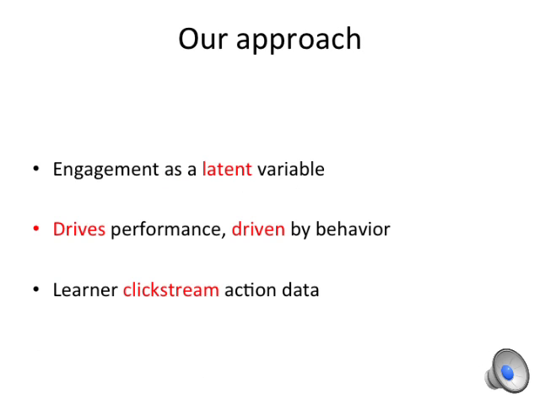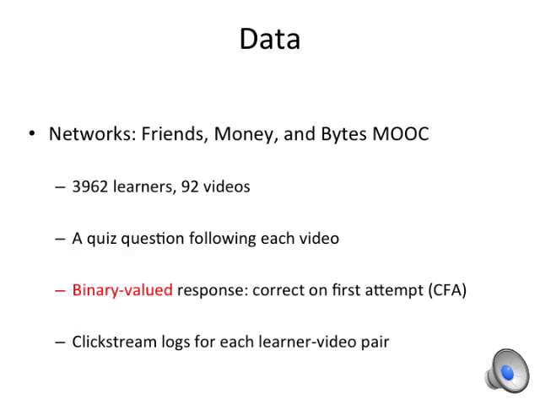For this work, we propose a probabilistic model for inferring a learner's engagement level by treating it as a latent variable that drives the learner's performance and is in turn driven by the learner's behavior. We apply our framework to a dataset collected in the fall 2012 offering of the Princeton University course Networks, Friends, Money, and Bytes on Coursera.